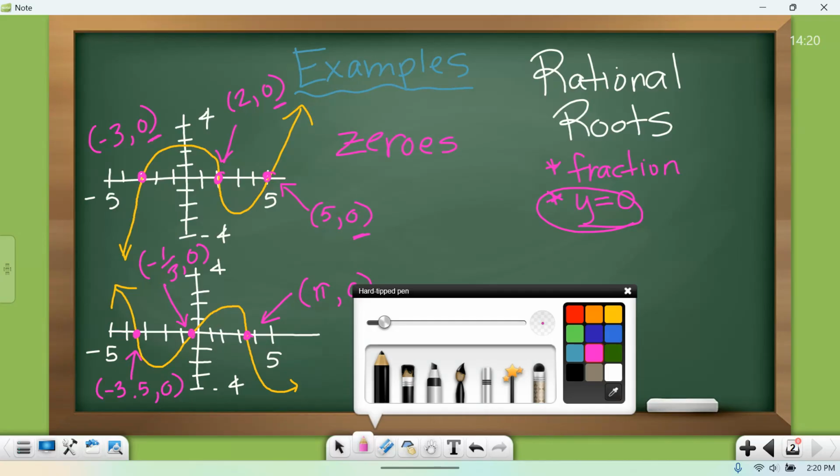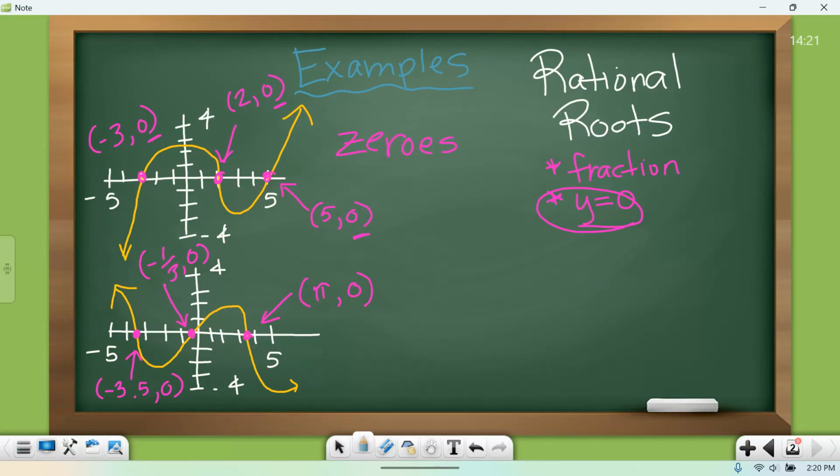But the question with rational roots is which ones can be written as fractions. So let's take a look. Pi is not rational. You will never see pi written as a fraction because it is a number that cannot be put in fraction form and be exact. Can we estimate and round? Yes, we can. But pi is a decimal that goes on infinitely and does not repeat. So I cannot write that as a fraction. So while pi is a root, it's not a rational root.